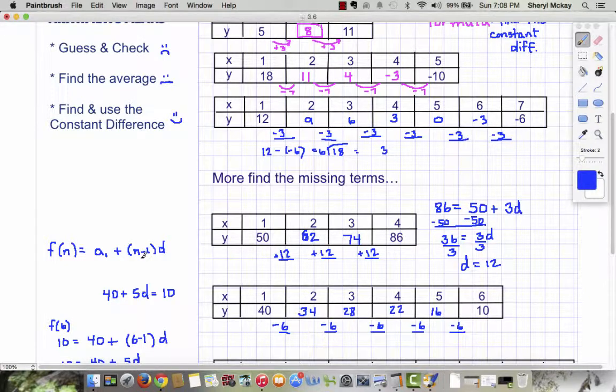It's up to you how you want to do it, but really the best thing to do is to find your constant difference. So in whatever way it works for you to find the constant difference, then you should be able to fill in your missing terms or those arithmetic means.